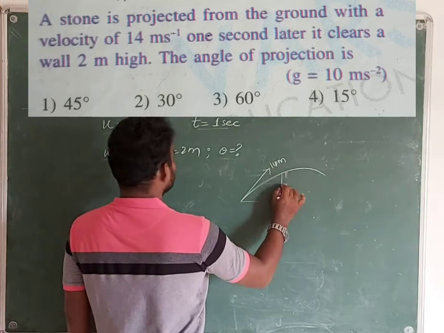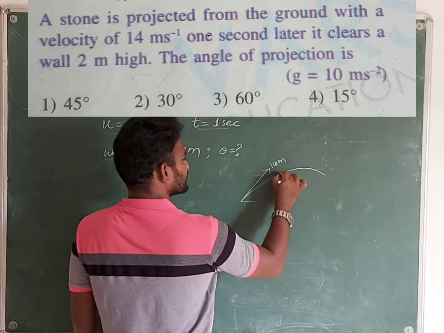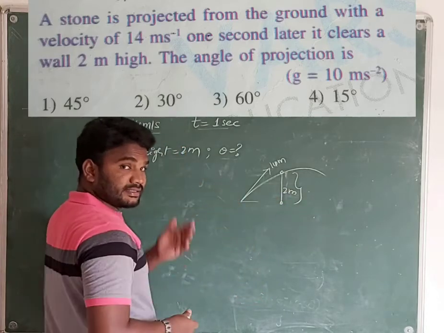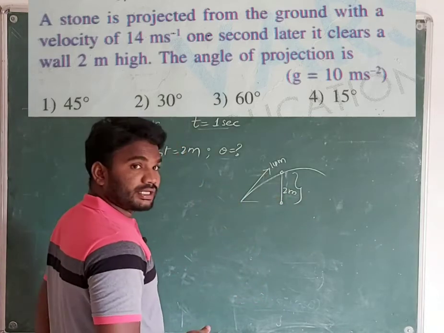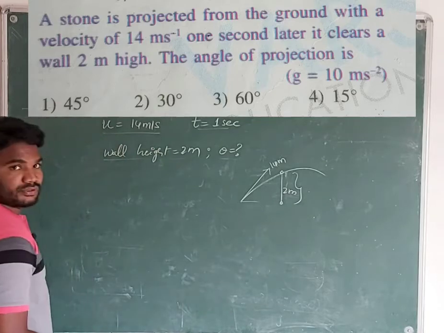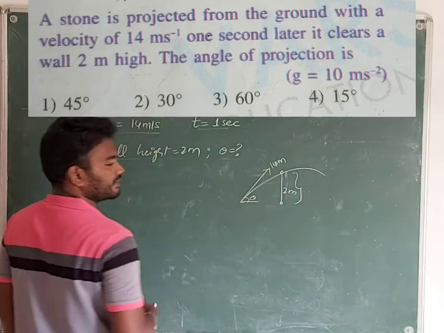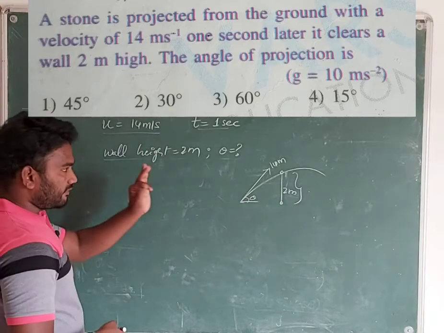Okay, this is h. This height is 2 meter, it has given. That is the vertical height. Students, can you get my point? Vertical height is 2 meter, it has given. Okay, fine. So now what we have to find? We need to find the angle theta. That's all. So very easy.